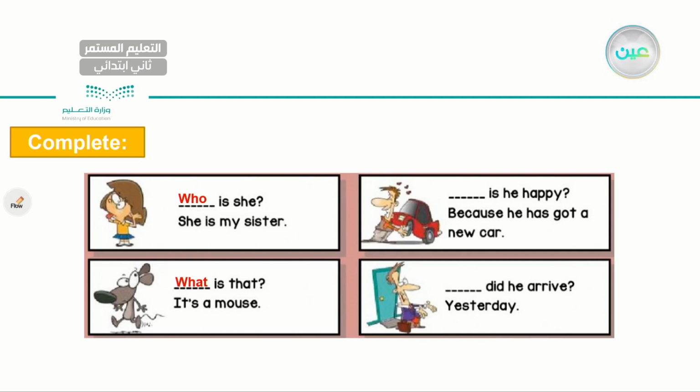Next one, because he has got a new car. So here I have a reason, right? For reasons, we use why. Why is he happy? Let's double check. Because he has got a new car. Very good.